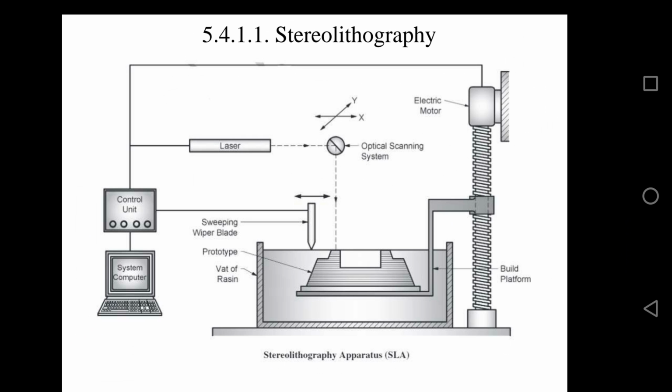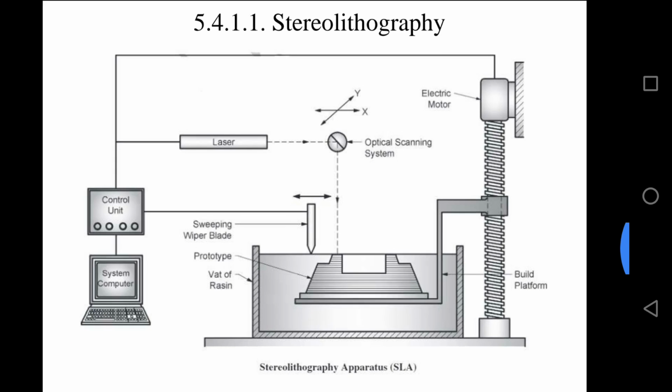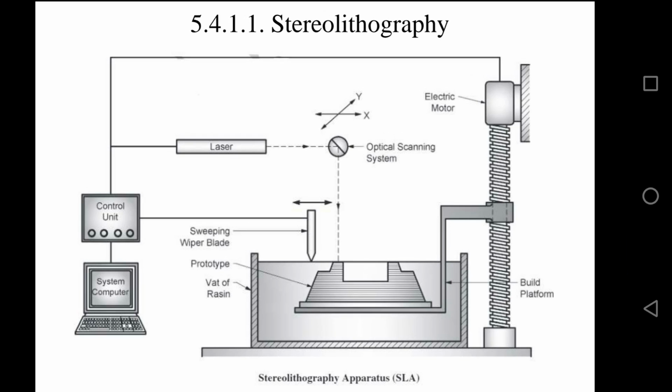Well, what are the different components of the stereolithography process? You can see it in the picture. We have a pre-processing computer, a stereolithography system computer, then a control unit to control all the mechanisms, then an optical scanning system, a helium-cadmium or argon ion laser we use to cure and solidify the layers, then a vat which is filled with liquid resin, then a build platform where we are going to build the part, then a sweeping wiper blade which is going to wipe out the extra material that is not needed.